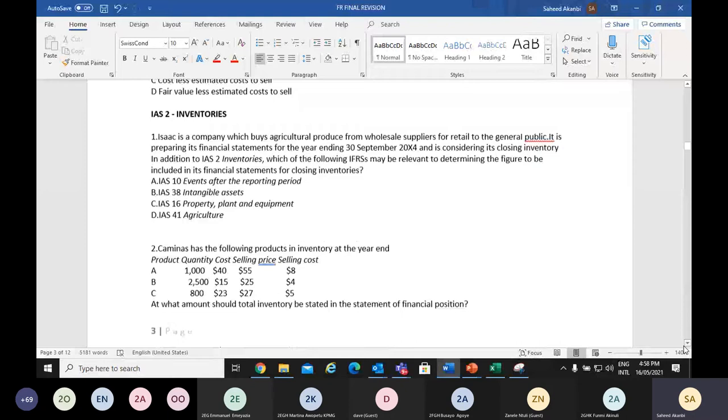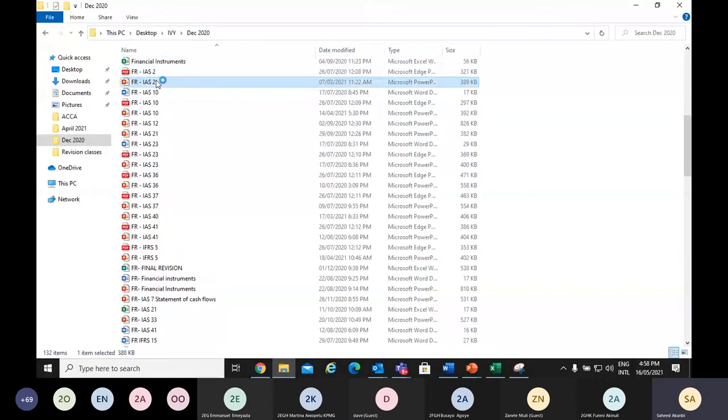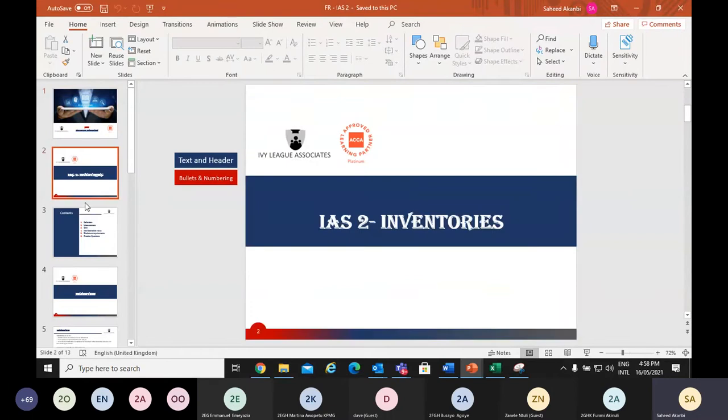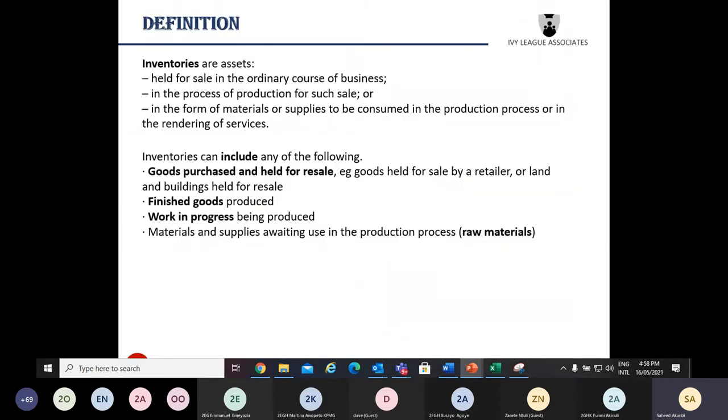Okay, next topic is IAS 2, inventory. So let me open the slide for inventory. Inventories are assets that are, number one, held for sale in the ordinary course of business. Number two, in the process of production for such sale. And number three, in form of materials or supplies to be consumed in the production process or in the course of rendering services. So based on this definition, inventories can be number one, raw material, number two, work in progress, number three, finished goods, and number four, consumables. That is the meaning.